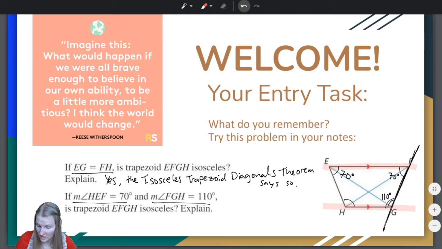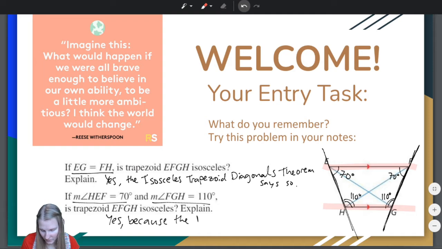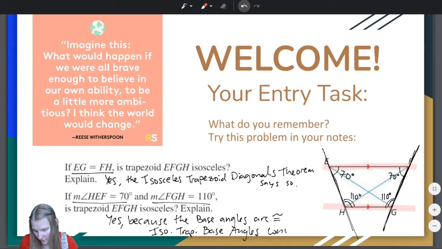And we can solve this by the same logic if I think of EH as a transversal. These are consecutive interior angles, and they are supplementary. 70 plus 110 is equal to 180. So yes, because the base angles are congruent, and that's the isosceles trapezoid base angles converse that says this. Awesome. Good review of what we did in the last video.